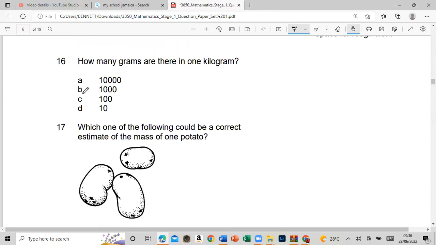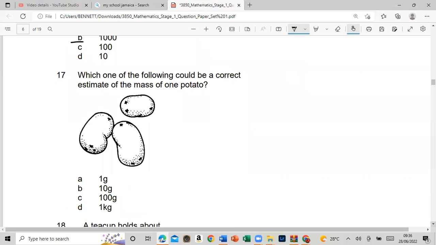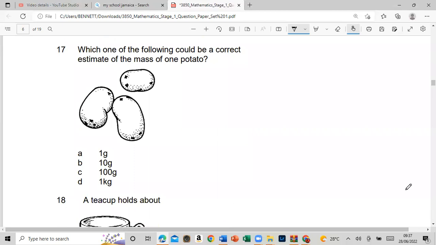How many grams are there in 1 kilogram? And that is 1,000, as I was saying earlier. Kilo means 1,000, right? Which one of the following could be a correct estimate of the mass of 1 tomato? Is it 1 gram, 10 grams, 100 grams, or 1 kilogram?